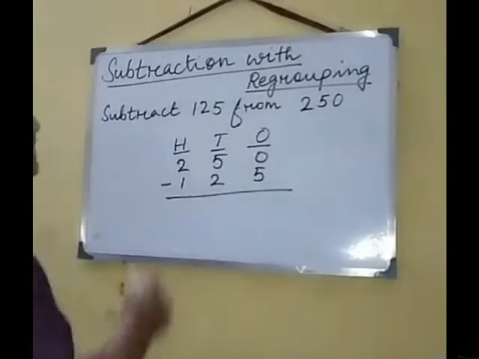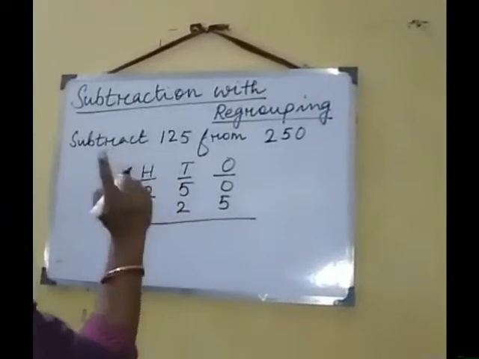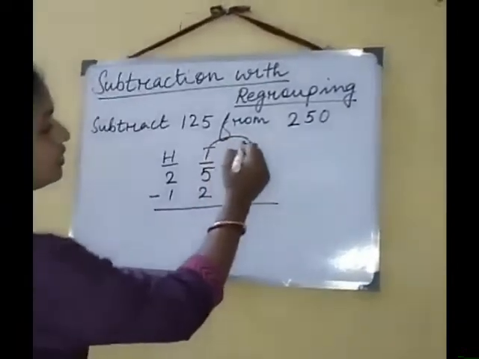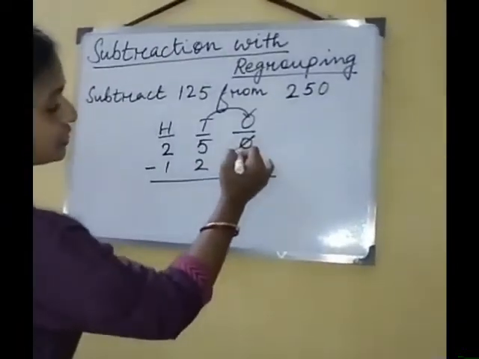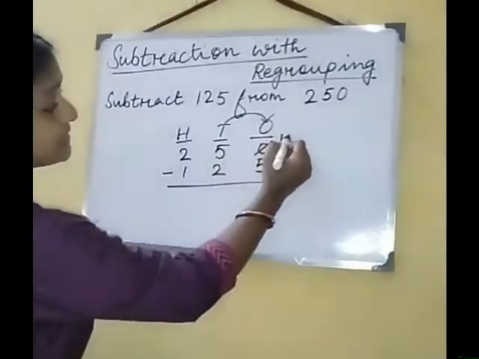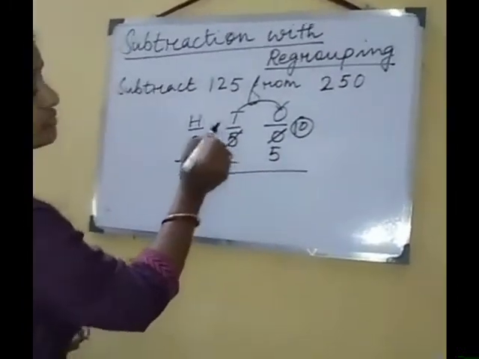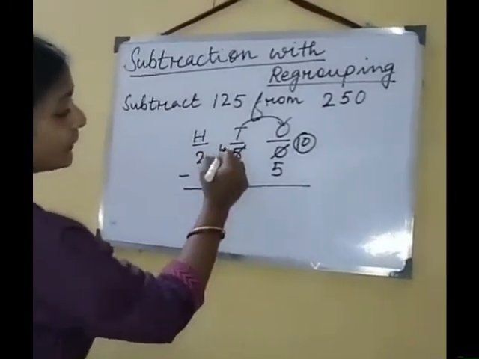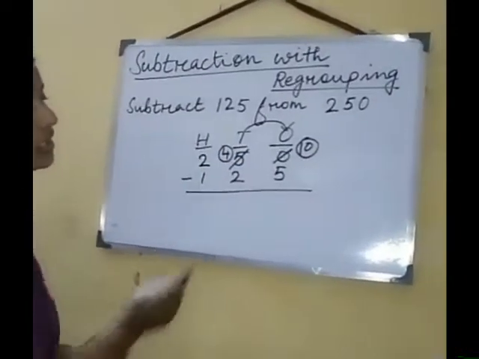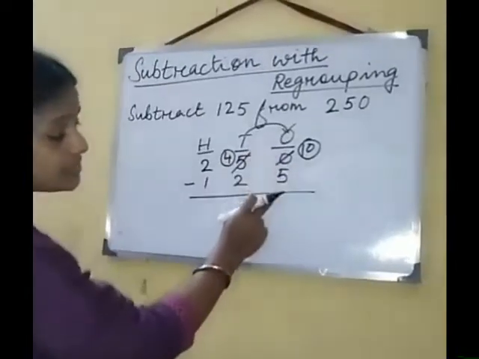So how to make it bigger? So we will borrow 1 from tens. As we borrowed from tens, we will make it here 10, and as we have borrowed 1 from tens, it will be lessened into 4. Now we can see that 10 is bigger than 5. Now we can subtract in the ones unit.